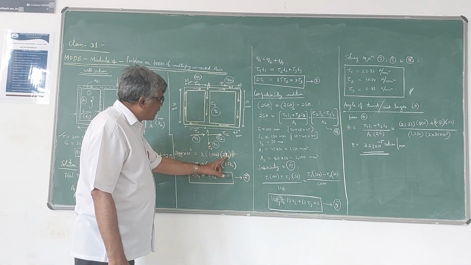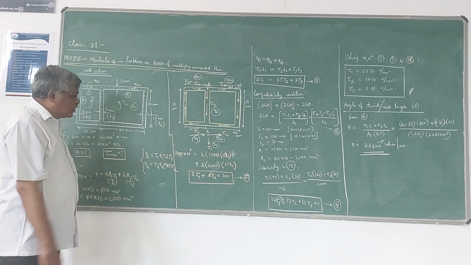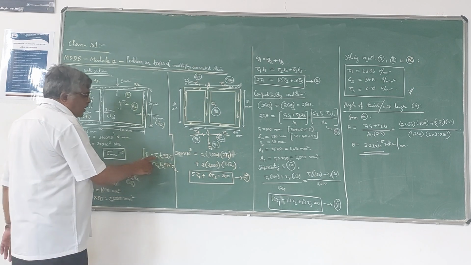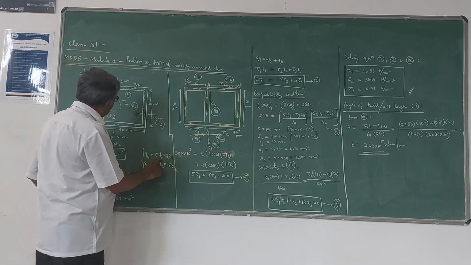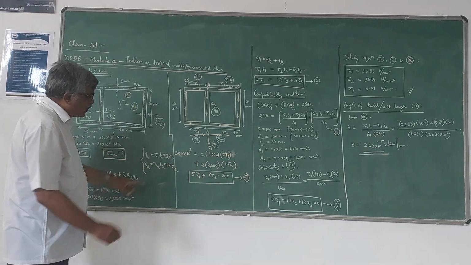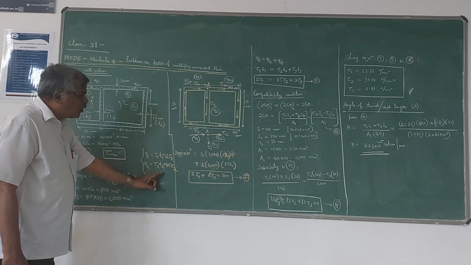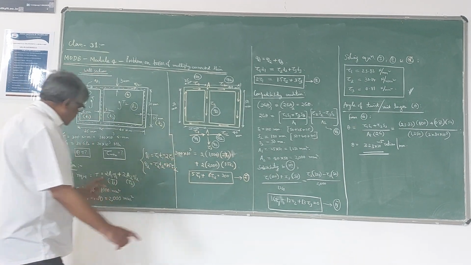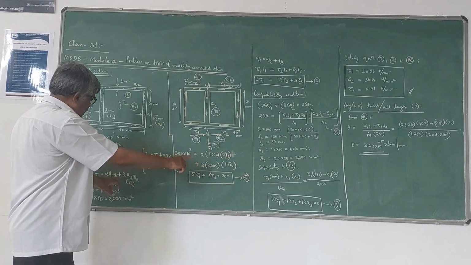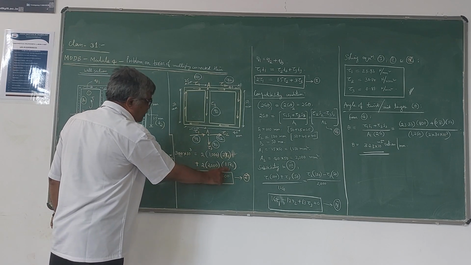This is q1. q1 we know is tau 1 into t1. So tau into t is q. q is the shear flow, tau is the shear stress, t is the thickness of the tube. Now here tau 1 is unknown, t1 is 2 mm, so it is 2 tau 1, and q2 is tau 2 into t2, which is 1.5, so 1.5 tau 2. If you substitute in this equation, 300 into 10 power 3 equals 2 into A1, 1000, times q1, which is 2 tau 1, plus 2 into A2, 2000, times q2, which is 1.5 tau 2.